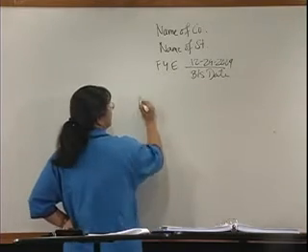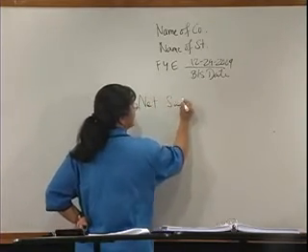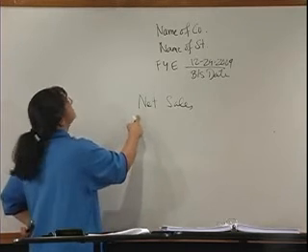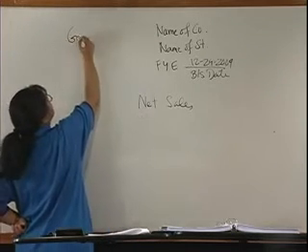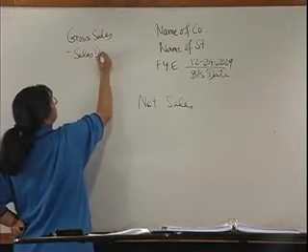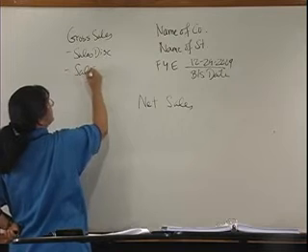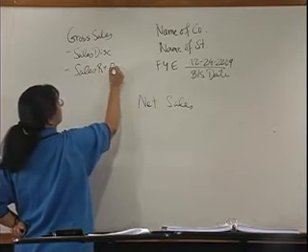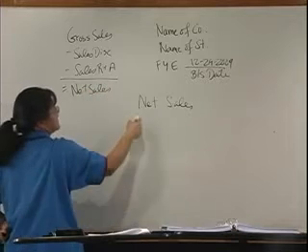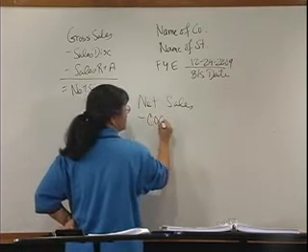Then you're going to start off with your net sales. Now, it does no good to say net sales unless you know how to calculate net sales. The calculation for net sales is you take your gross sales minus your sales discounts minus your sales returns and allowances. This will then equal your net sales.